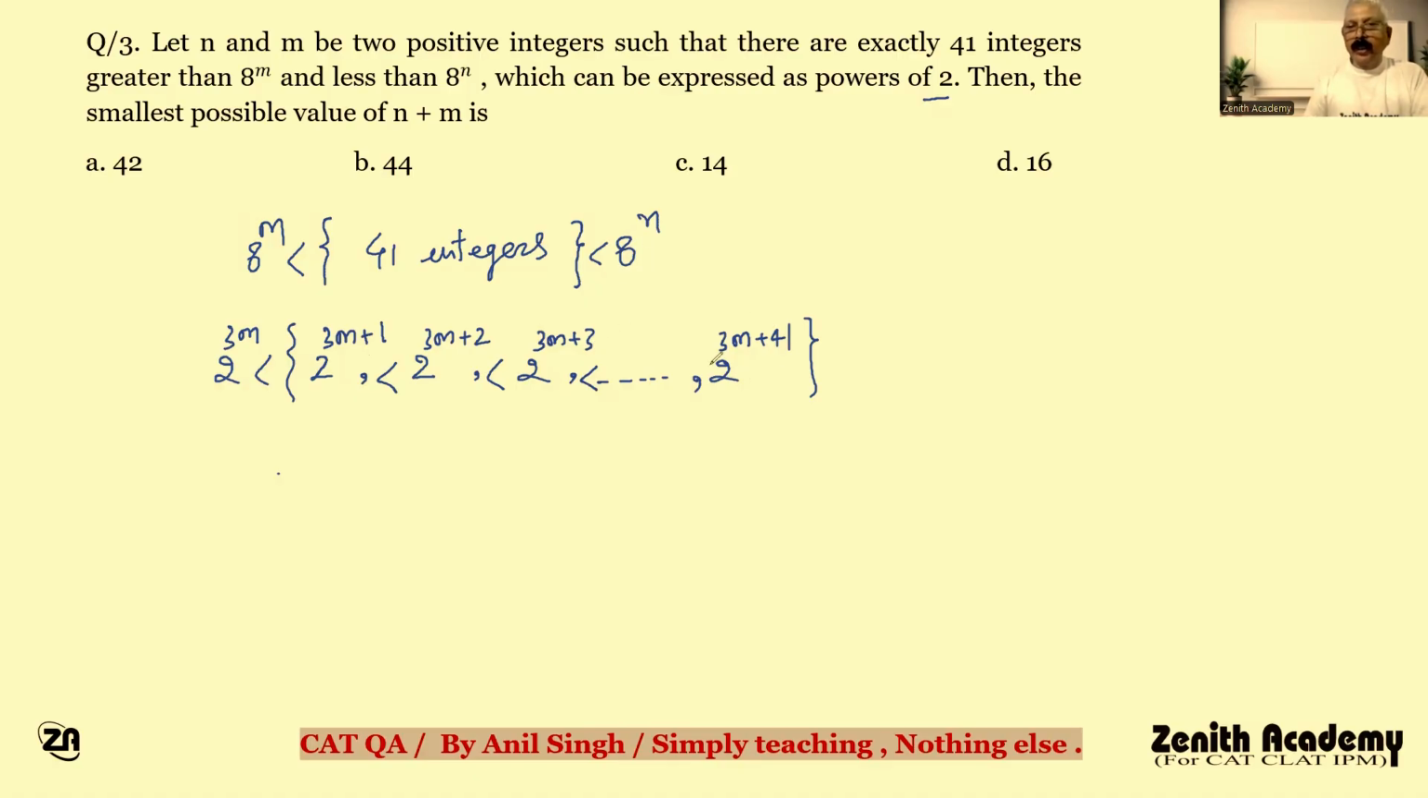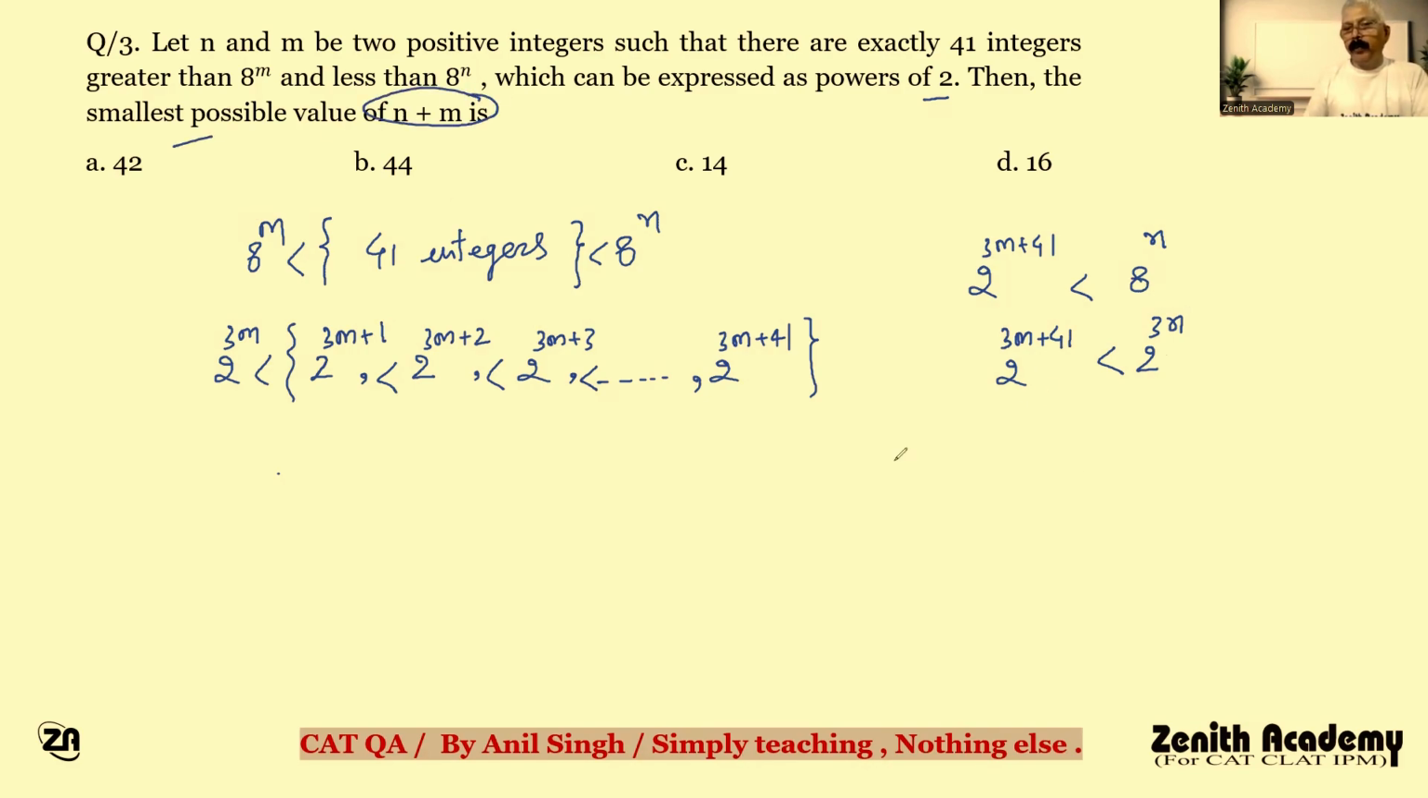So if 2 to the power 3m plus 41, we take less than 8 to the power n, then it is quite obvious that all these 40 integers will be definitely less than 8 to the power n. So 2 to the power 3m plus 41 must be less than 8 to the power n. So 8 to the power n is 2 to the power 3n, and here 2 to the power 3m plus 41. Now the question is, smallest possible value of m plus n.